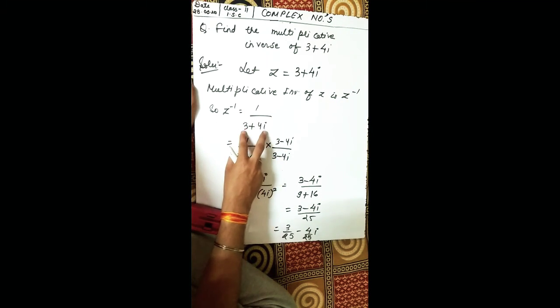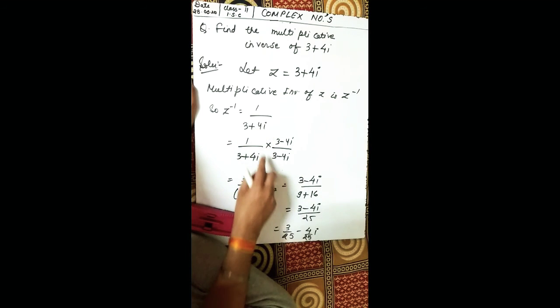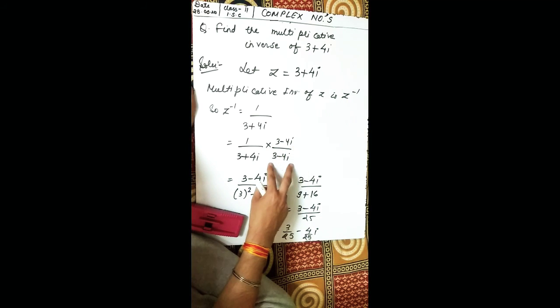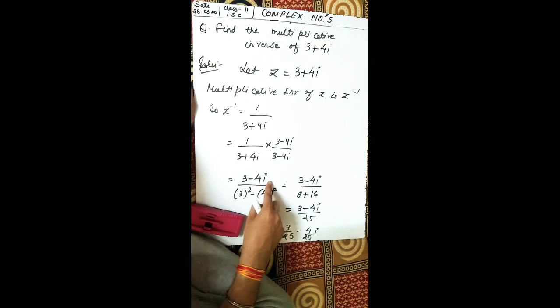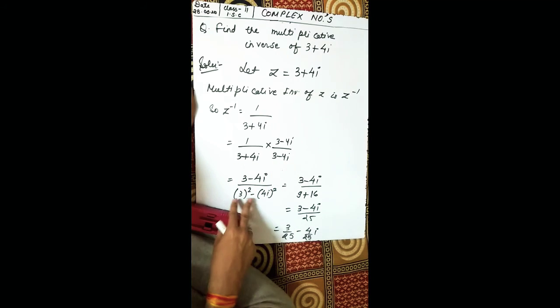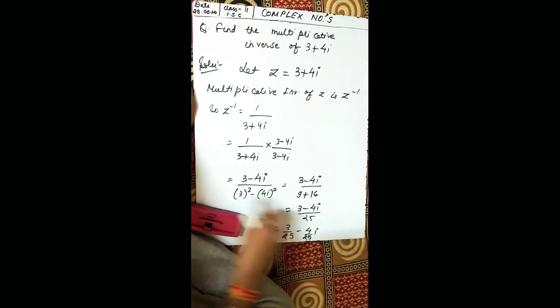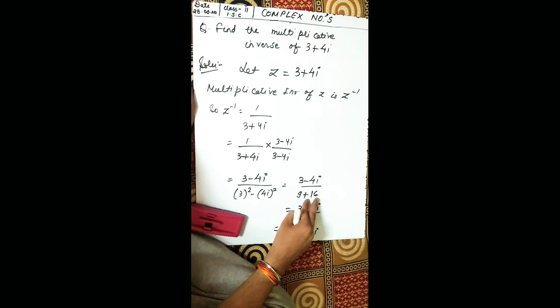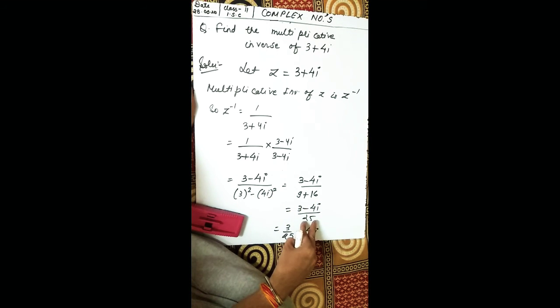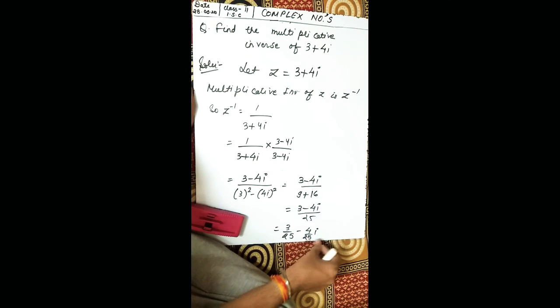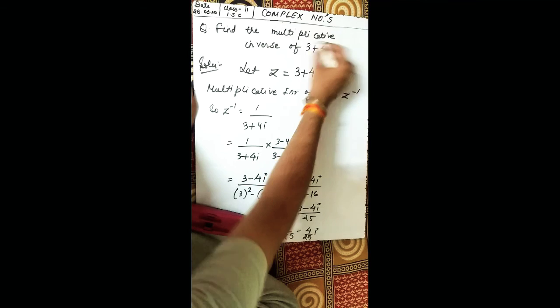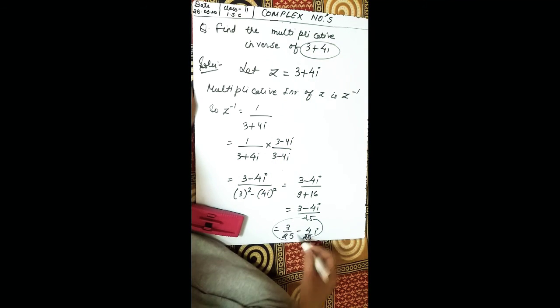Now to remove this from the denominator, let us rationalize this. On rationalization, that is 3 minus 4i upon 3 minus 4i. So this will be 3 minus 4i. A plus b, a minus b, a square minus b square. 3 square 9, 4i square is minus of 16, so minus minus plus of 16. 9 plus 16 is what? 25. Now separate it. 3 upon 25 minus 4 upon 25 i. So multiplicative inverse of 3 plus 4i is this.